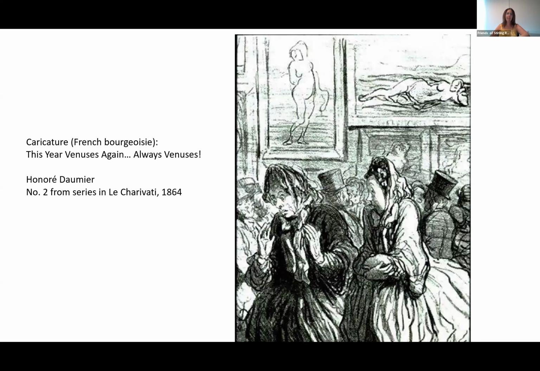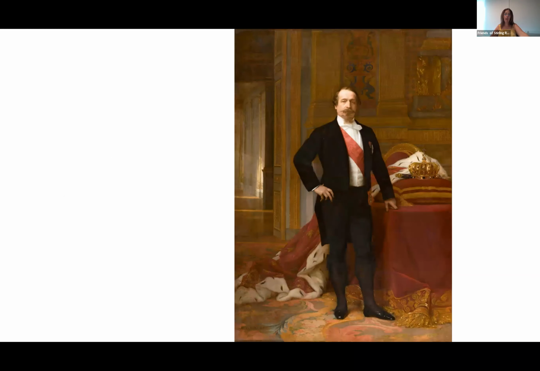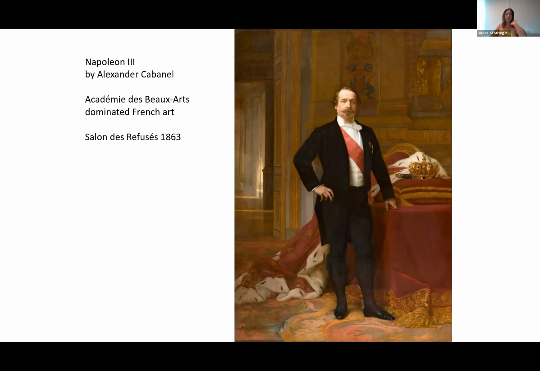We see here that Honoré Daumier is making fun of that, in this caricature with the French bourgeoisie, and what the caption says is, this year, Venuses again, always Venuses. So they wanted, of course, a change. And that is what we're going to have. We're going to have another salon, the Salon des Refusés, which is the rejected ones. And Napoleon III is the founder of this new salon. So whatever was not exhibited at the official Salon, you had another place to exhibit it.